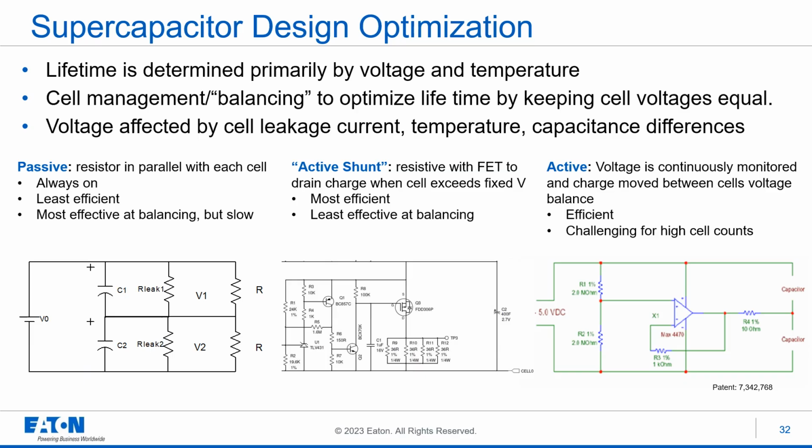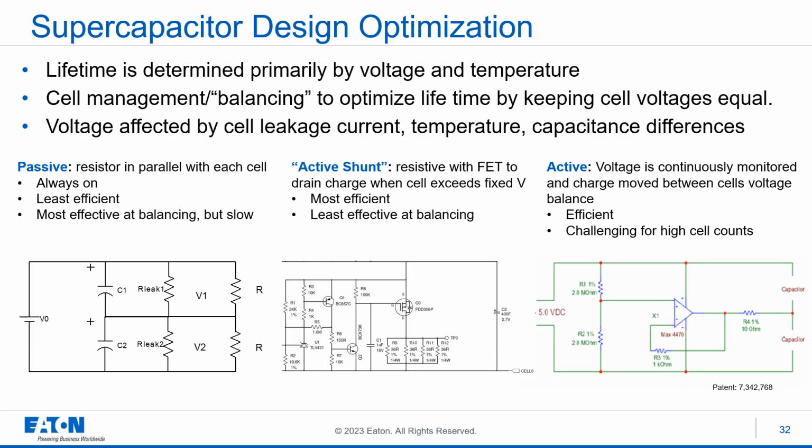Passive is the most simple and merely puts resistors in parallel with each cell. This does a great job of balancing, is the lowest cost solution, but is also the least efficient. Since it's always running, it's always discharging. It's typically used for backup power applications where you have a constant power source.